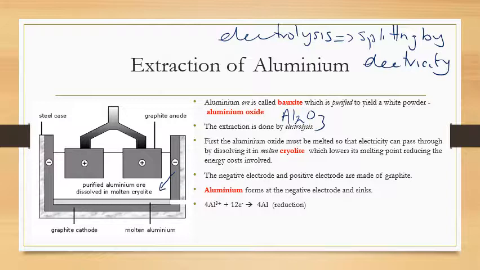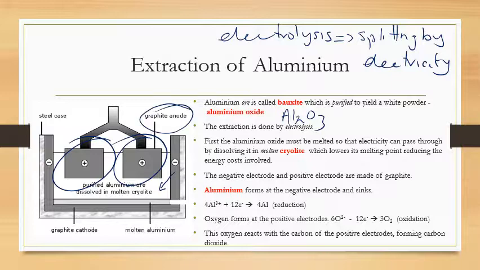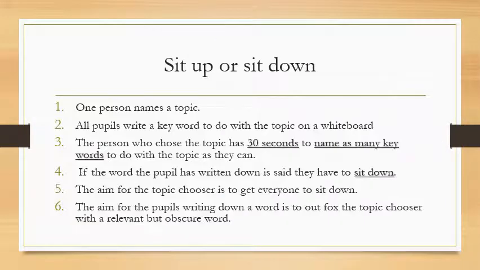The aluminium ion gains electrons to form aluminium, so it's reduced, and oxygen forms on the positive electrodes, okay, these ones here, where the oxide anion loses electrons to become oxygen, which is of course known as oxidation. It's losing electrons. The oxygen reacts with the carbon of the positive electrodes, forming carbon dioxide, so that means that the graphite anodes have to be changed every so often as they react with the oxygen.